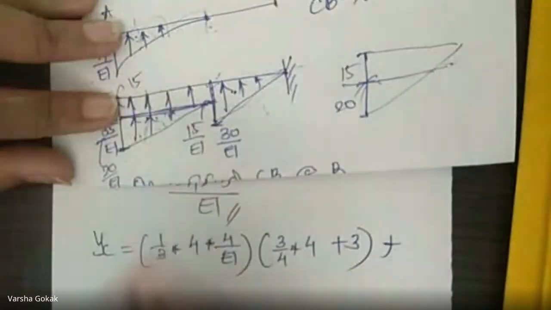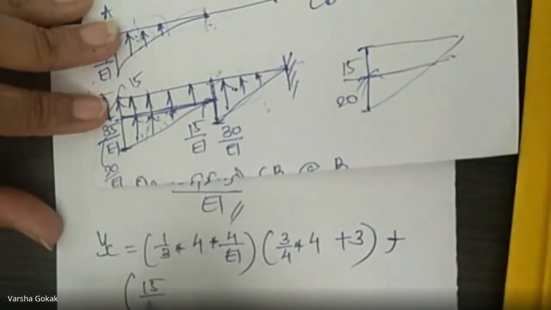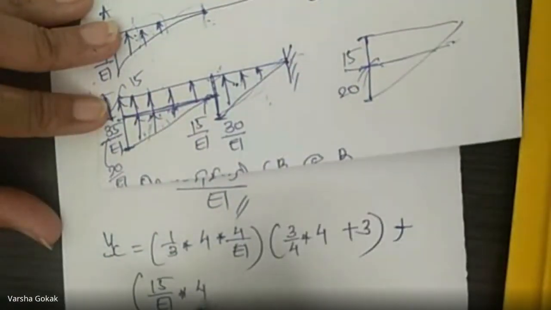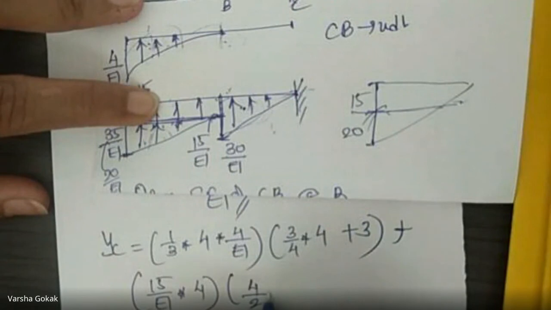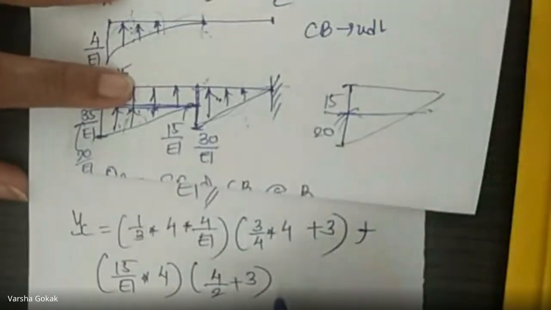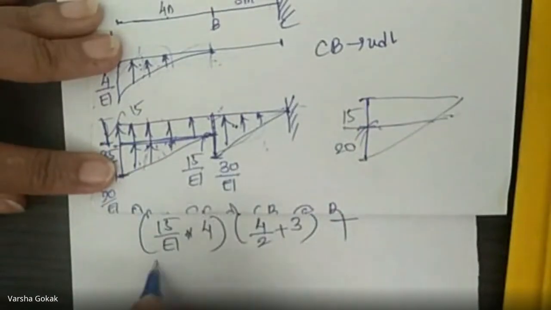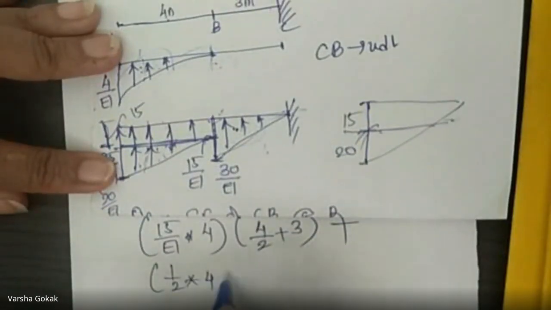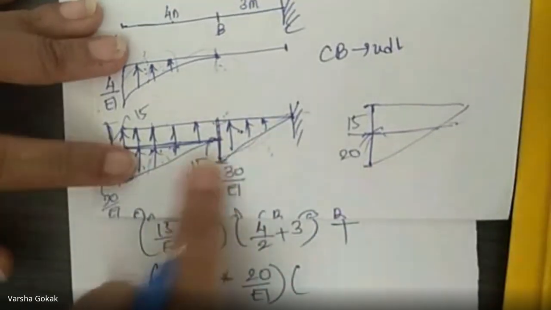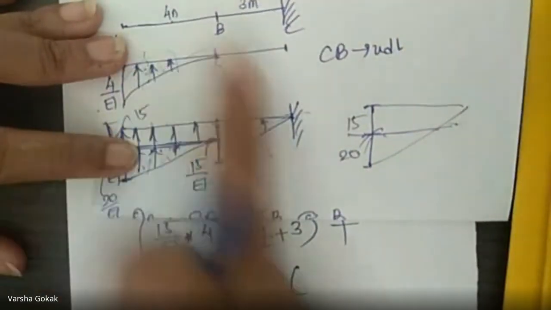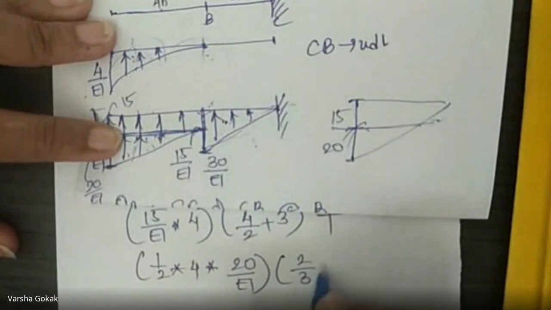Next, rectangle. Rectangle is 15 by EI into 4 into CG would be 4 by 2 plus 3. So 4 divided by 2 plus 3. Next, this triangle. It is half base into height. So half base is 4, height is how much? 20 by EI into CG would be 2/3 of 4 plus 3. So 2/3 of 4 plus 3.